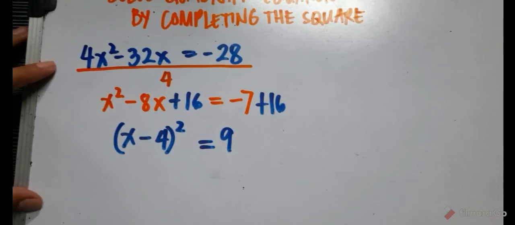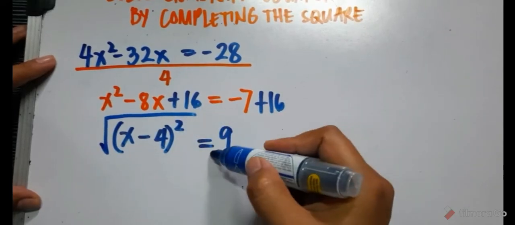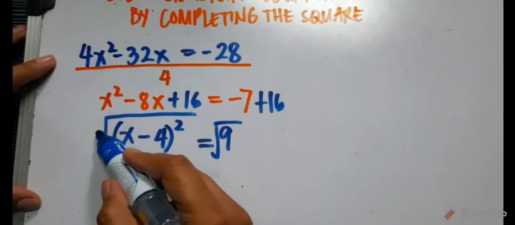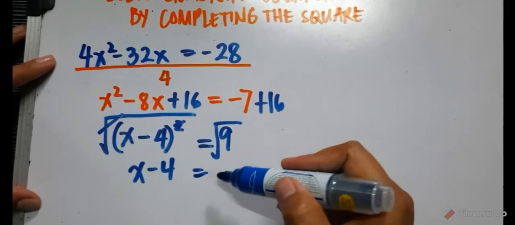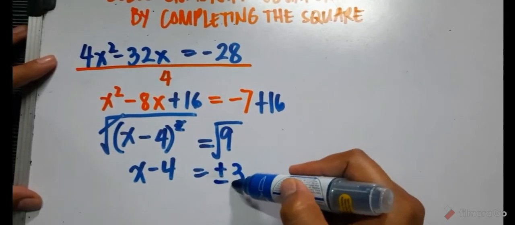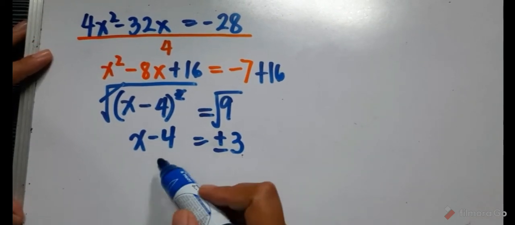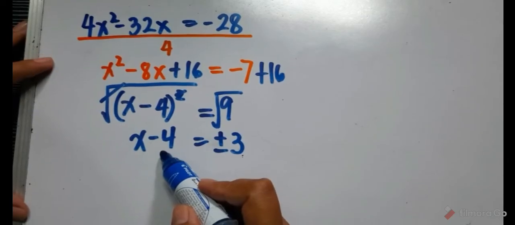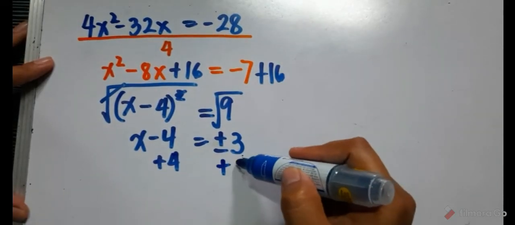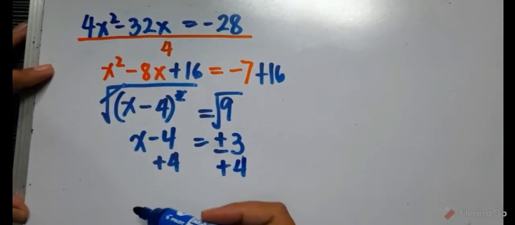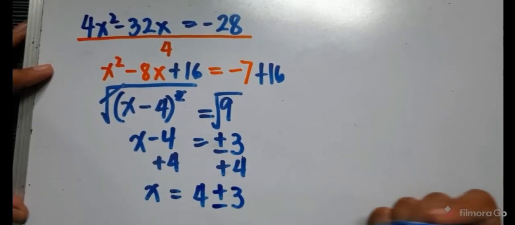Next step is for us to get the square root of both sides. Use extracting of roots. So we have x minus 4 is equal to the square root of 9, which is positive and negative 3. Now let us solve the linear equation. How are we going to remove this to solve for the value of x? Yes, we add 4 on both sides of the equation. So that would be x is equal to 4 plus and minus 3.